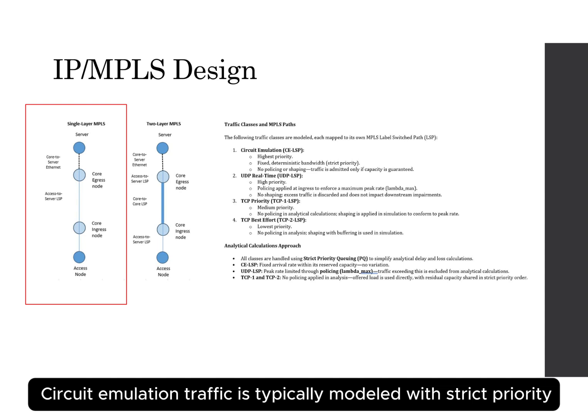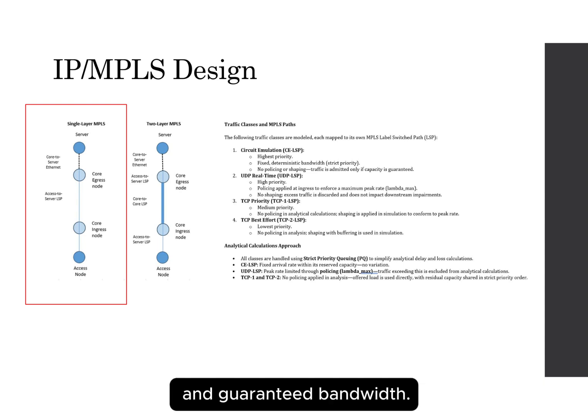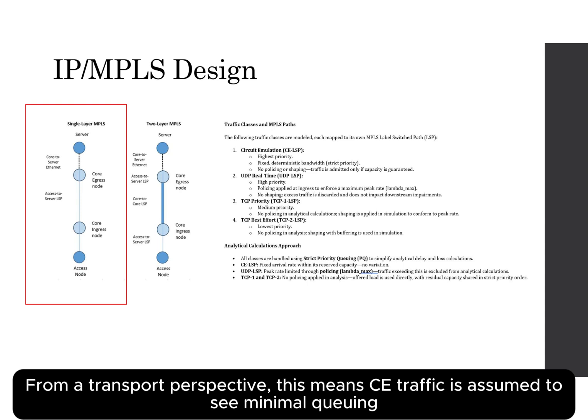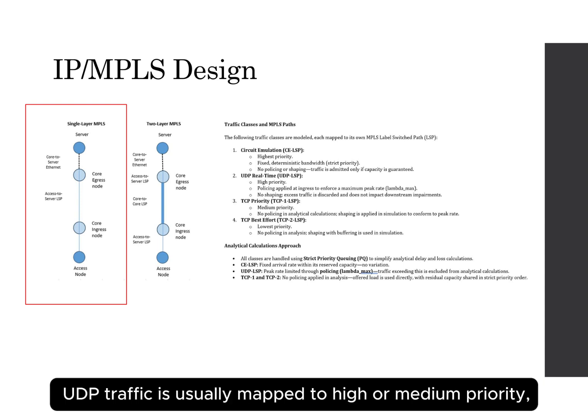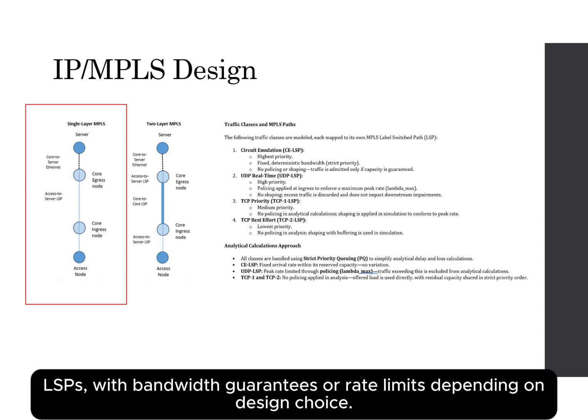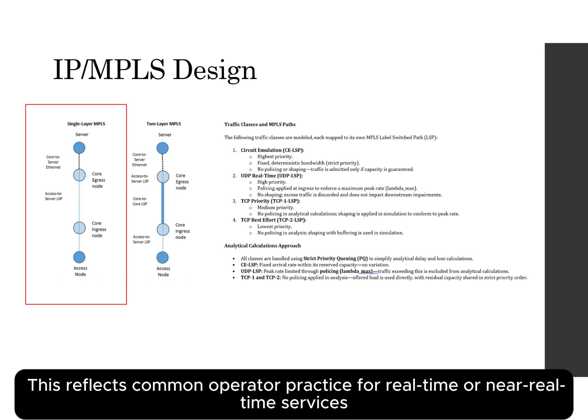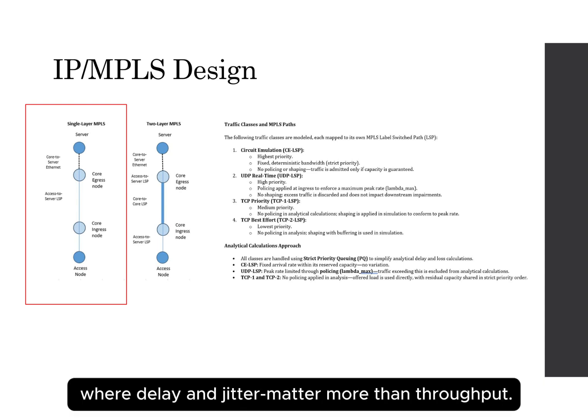Circuit emulation traffic is typically modeled with strict priority and guaranteed bandwidth. From a transport perspective, this means CE traffic is assumed to see minimal queuing and is protected from congestion caused by lower priority services. UDP traffic is usually mapped to high or medium priority LSPs, with bandwidth guarantees or rate limits depending on design choice. This reflects common operator practice for real-time or near real-time services, where delay and jitter matter more than throughput.